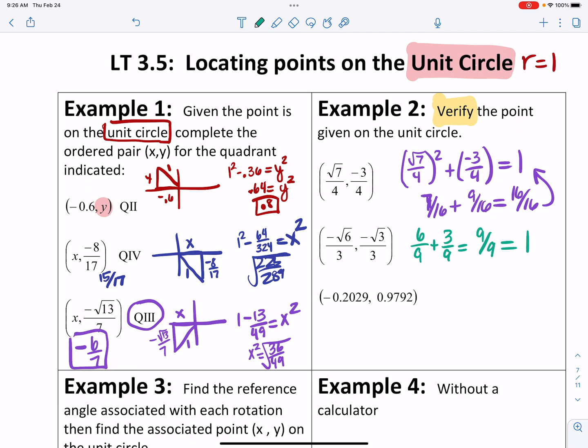Okay, the next one with the decimals, this is going to be a little trickier on your calculator. I'm actually going to type it in so I can see. Because we are rounding them, it's not going to come out exactly. 0.2029 squared plus 0.9792 squared. And when I put that in the calculator, it gives me 1.005000105. So this is really close to 1. When you're dealing with decimals, that's why we use the exact fractions, because it does make a little bit of a difference, but that does verify.